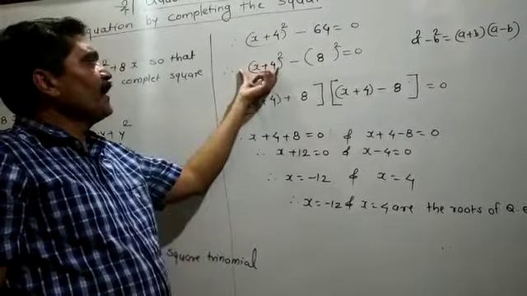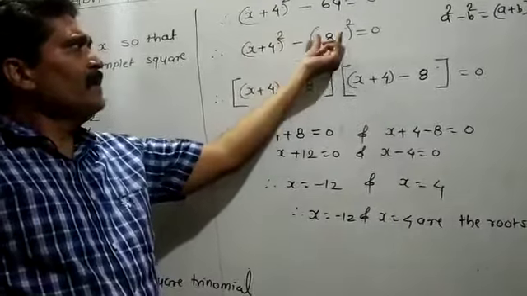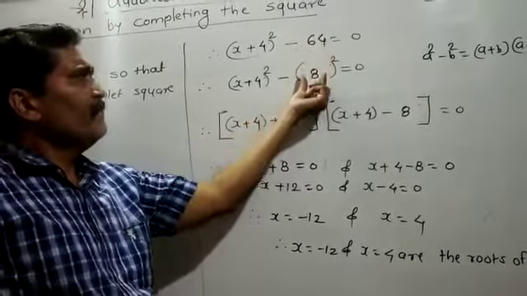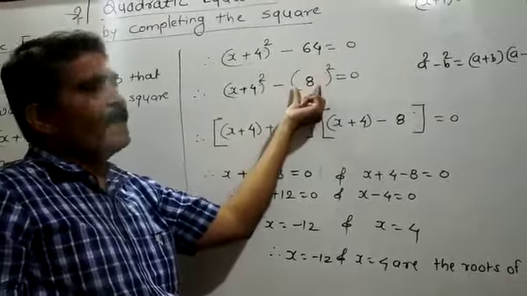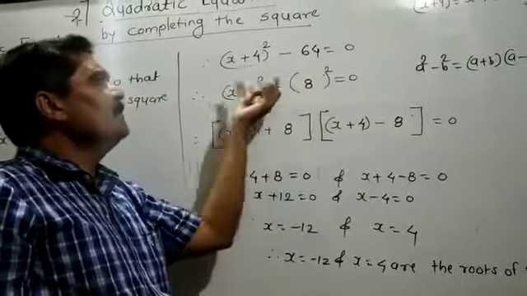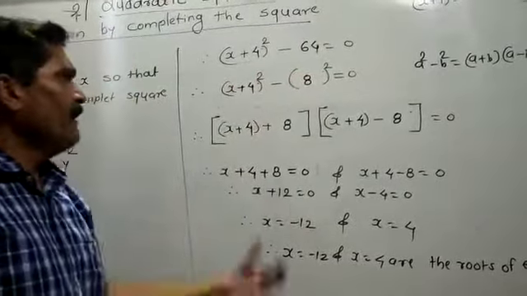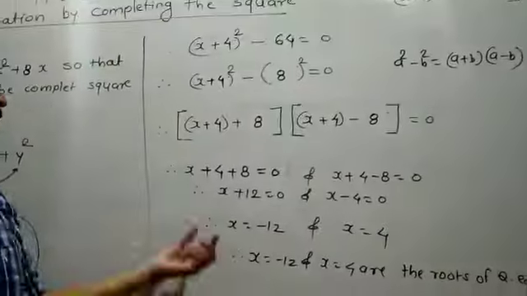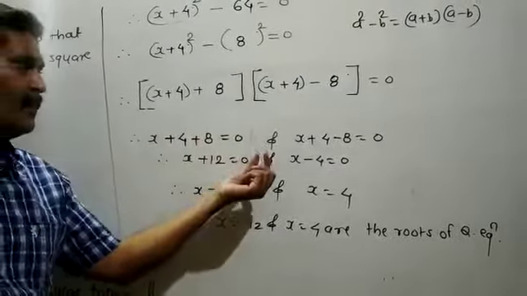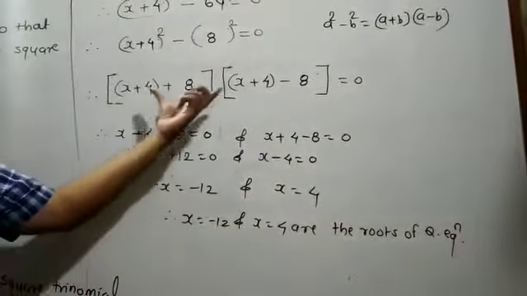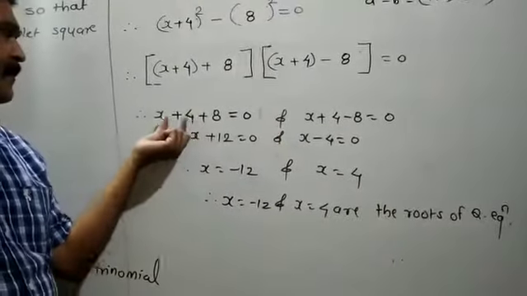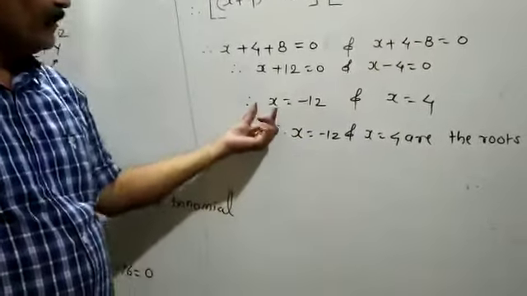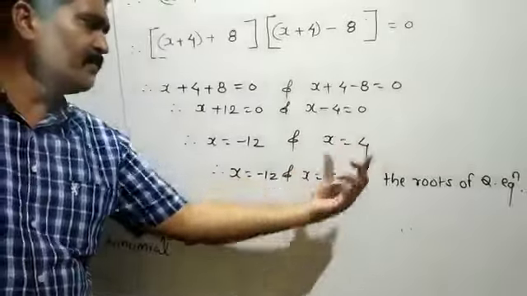Then (x plus 4) bracket square minus 64. I will write 64 as 8 square, and this is in the form a square minus b square. I will write this as (a plus b) in one bracket and (a minus b) in another bracket is equal to 0. So x plus 4 plus 8 is equal to 0 and x plus 4 minus 8 is equal to 0. Here you have to compare these factors with 0. Then 4 plus 8 is 12 and 4 minus 8 is minus 4. So x is equal to minus 12 and x is equal to 4.